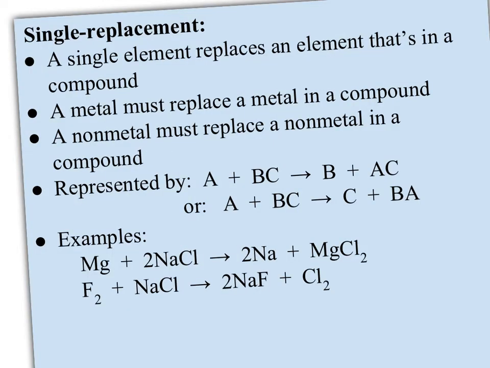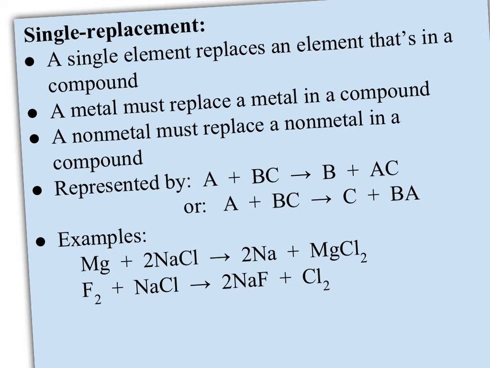Single replacement reactions then, a single element replaces an element that's in a compound. A metal has to replace a metal in a compound, and a nonmetal has to replace a nonmetal in a compound. That's because when you have metals and nonmetals in a compound, remember they're ionic compounds, and the metals are losing electrons and the nonmetals are gaining. So a nonmetal can't suddenly lose electrons to replace a metal, just like a metal can't suddenly gain electrons to replace a nonmetal. So only metals will replace metals, nonmetals will replace nonmetals.